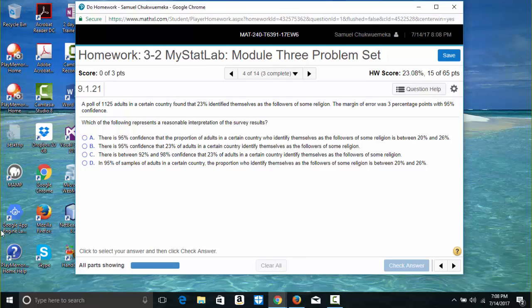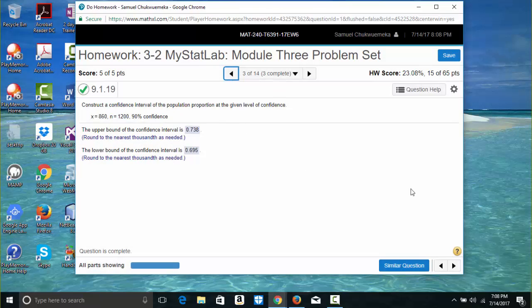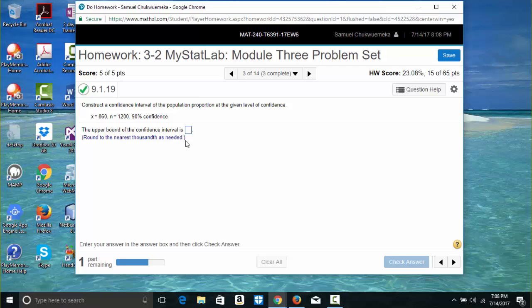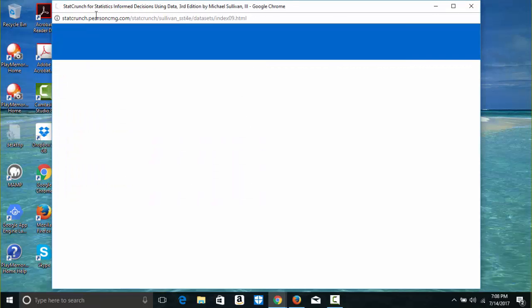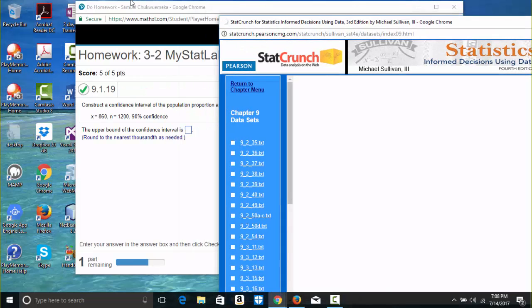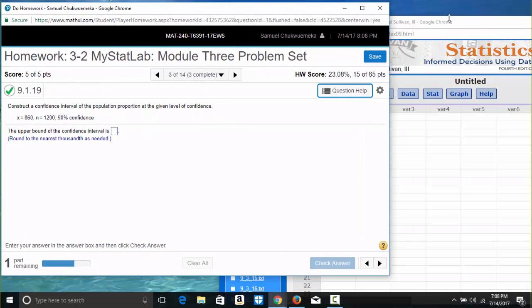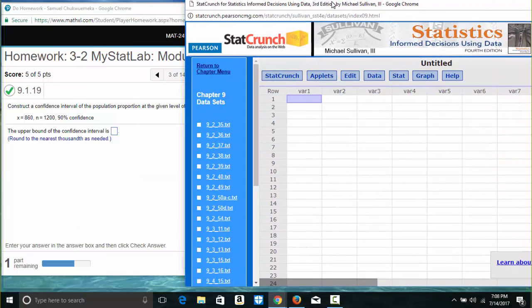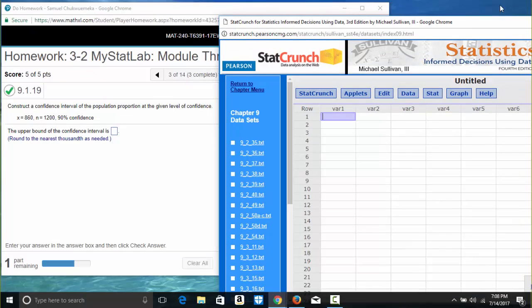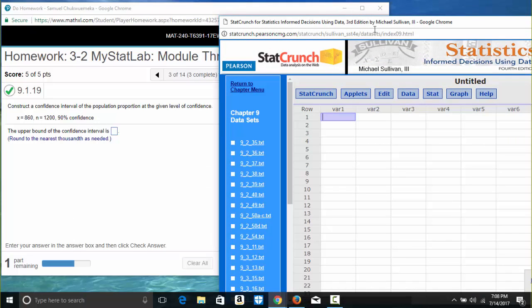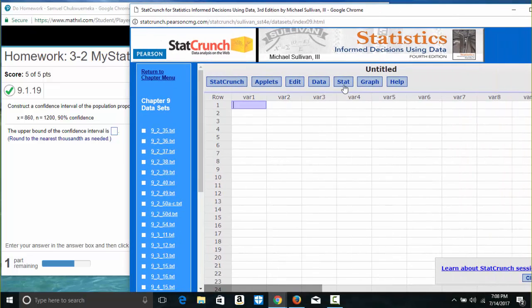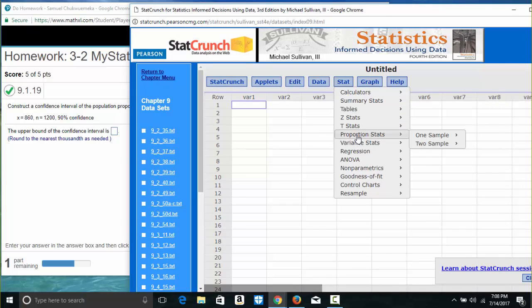Now let's go ahead and try this with StatCrunch. I'll show you how to do this with StatCrunch. I'm going to put a similar question to change the question. I'm going to come here, question help, get StatCrunch. Let's restore this. Okay, you go to stats, and you're looking for proportion stats.